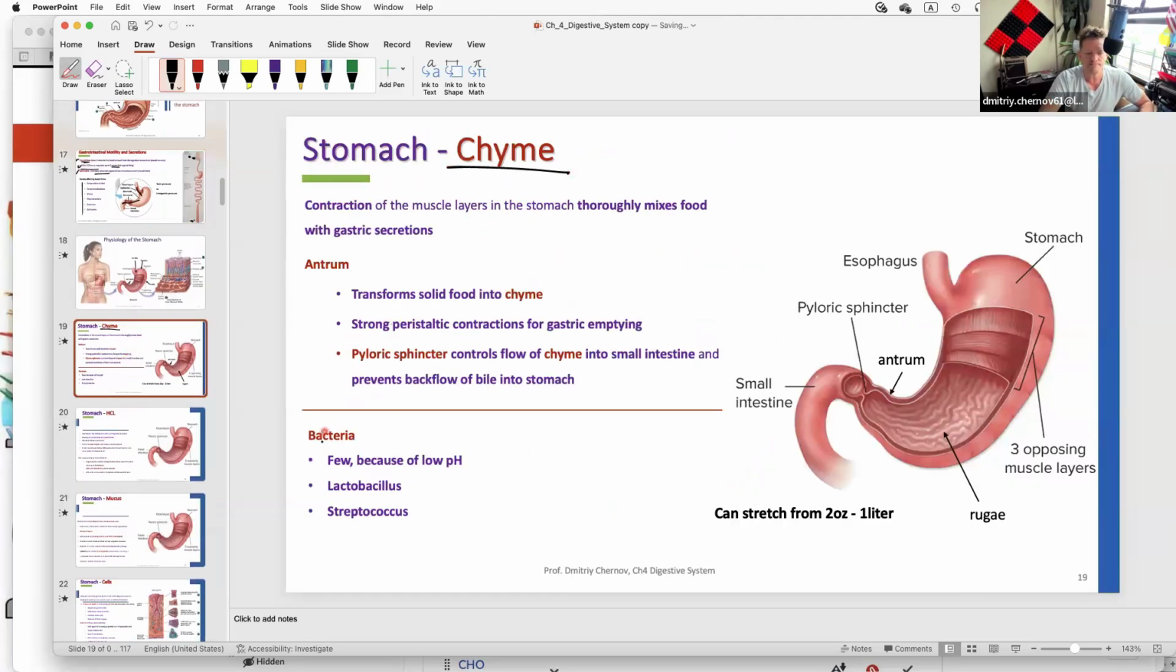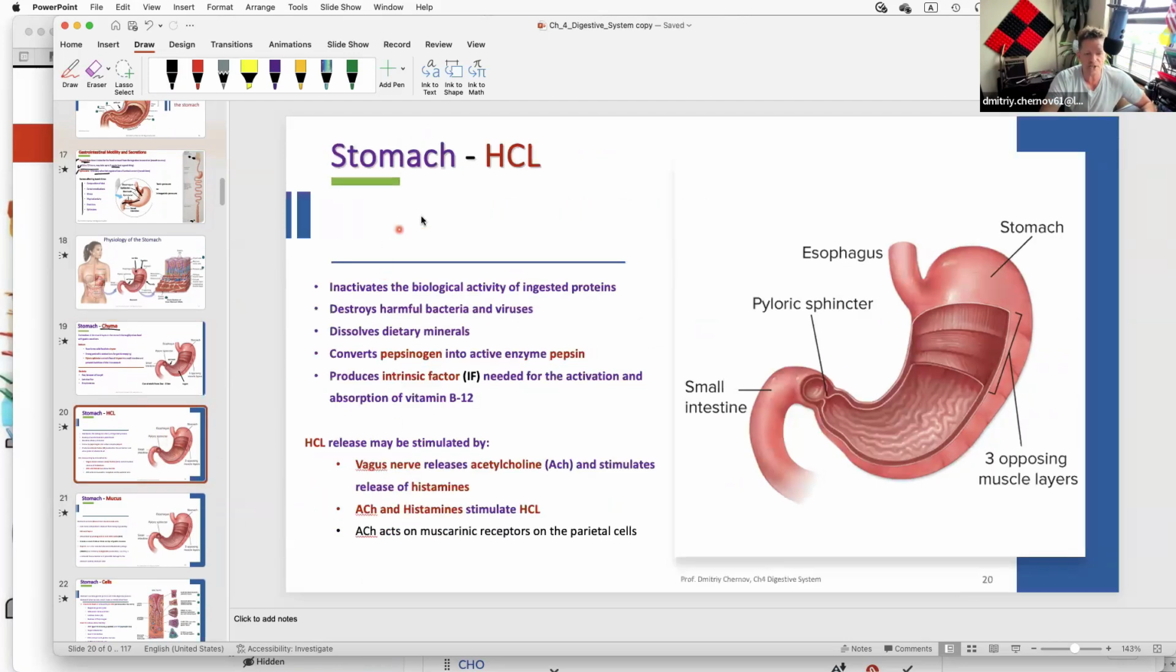Chyme, there's a lot of information, but just know that chyme is just a mix of bolus and hydrochloric acid. That's all. Hydrochloric acid. It's a chemical, right? That helps to soften structures, helps to digest. That's all.